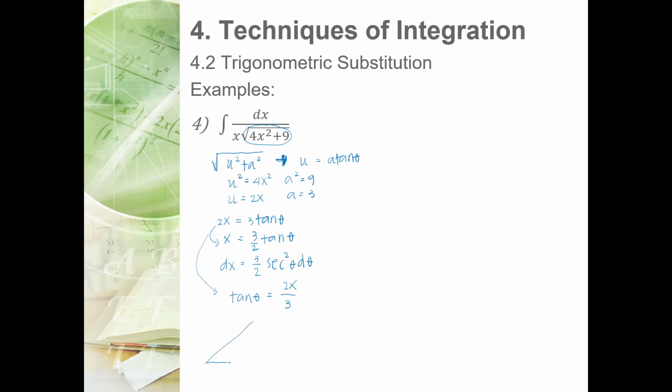So using the right triangle again, theta, and then this one is the right angle. So 2x, 3. This is the square root of 4x squared plus 9. So again, pair the radical expression and the constant with the given trigo function.